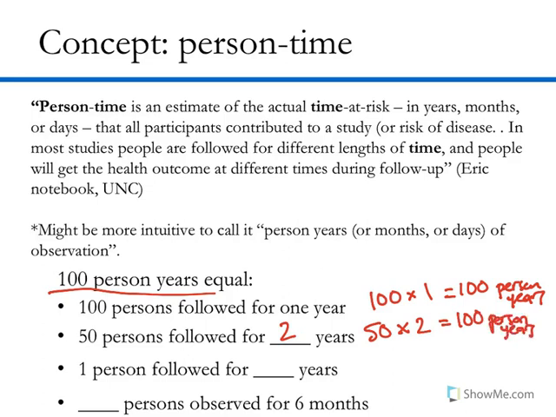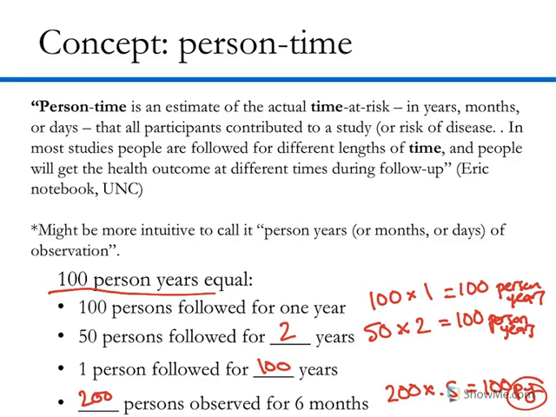So as you can see, as I'm doing these calculations, we can come up with the same amount of person years with different population sizes by following them for different lengths of time. So we could also follow one person for 100 years and come up with 100 person years, or we can follow 200 people for 6 months, where each of those people only contributes half a year. So 200 times 0.5 equals 100 person years, which I'll abbreviate occasionally as PY as well.